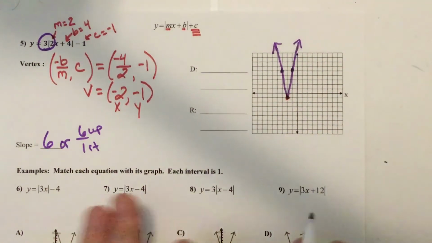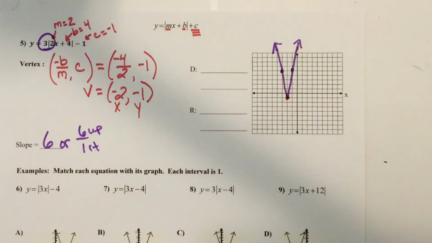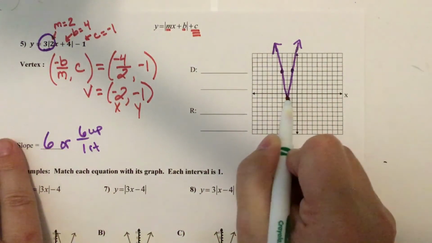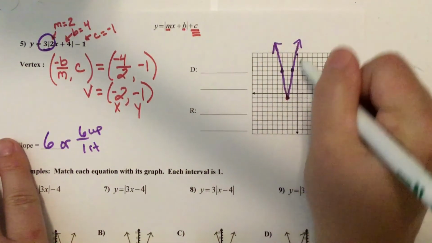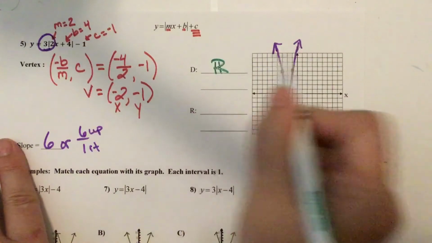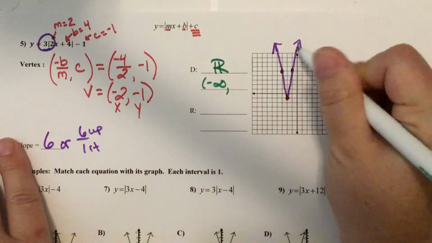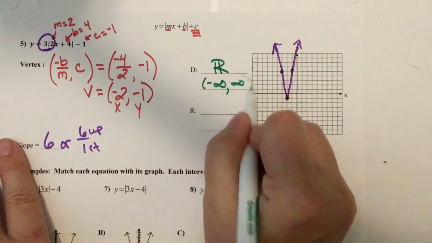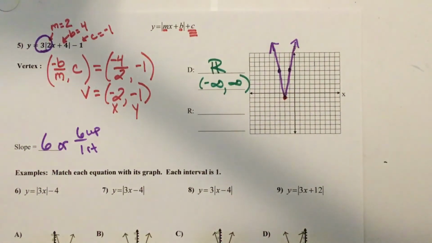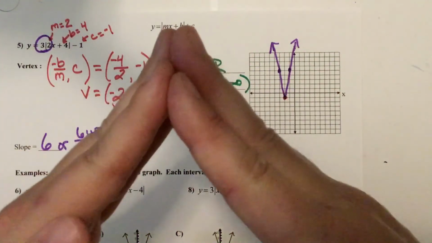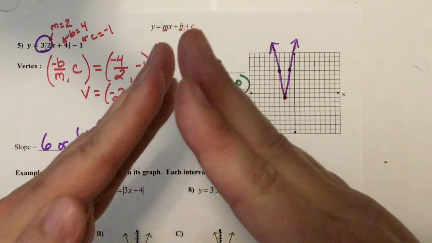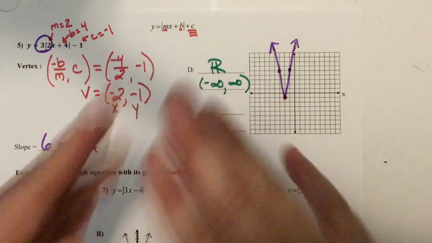Any idea what the domain will be? All real numbers. You go forever to the left, you go forever to the right. So all real numbers. Forever to the left is negative infinity, and forever to the right is positive infinity. And that's the domain every single time you have an absolute value graph, even if it opens down, because this still goes forever to the left, forever to the right.